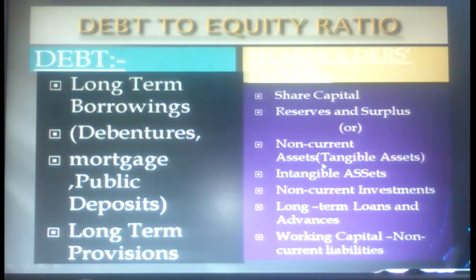Then the non-current assets: tangible assets, intangible assets, non-current investments, long-term loans and advances, working capital, then non-current liabilities. These come under shareholders' funds. So you should know the meaning of debt and equity, nothing but shareholders' funds. Then you can easily do this debt to equity ratio.